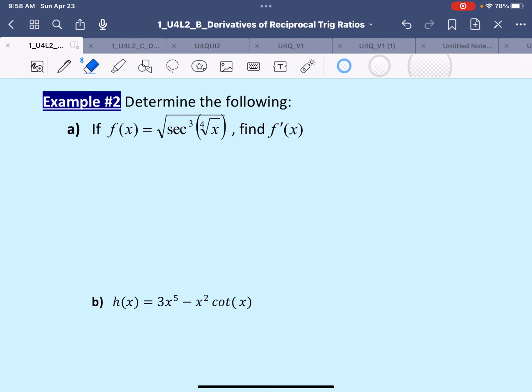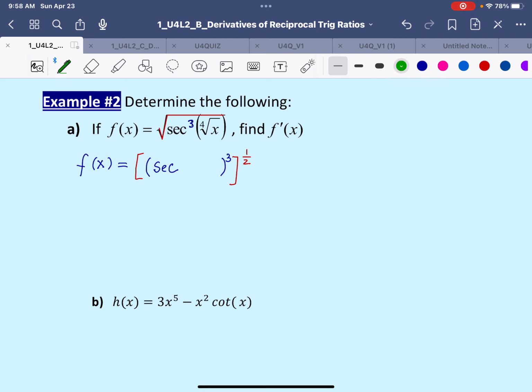So I will be rewriting this function. Again, we're not differentiating yet, we're just simplifying the function. And as I rewrite it in power form, I also try to identify the chains. So the very outside chain will be the power of 1 over 2, which corresponds to this square root in here. Now, the next chain that we notice is the power of 3, and the power of 3 is applied to secant. So secant is brought to the power of 3, and inside we have the x to the power of 1/4.